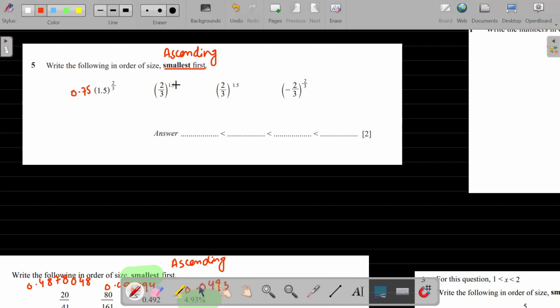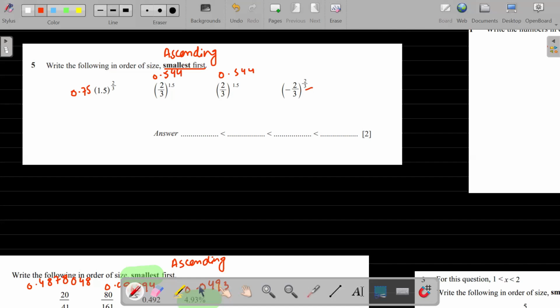Divided by 3 and cap 1.5, 0.544. They both are having the same values, and minus divided by 3 caps. Okay, to solve that, what are we going to do?